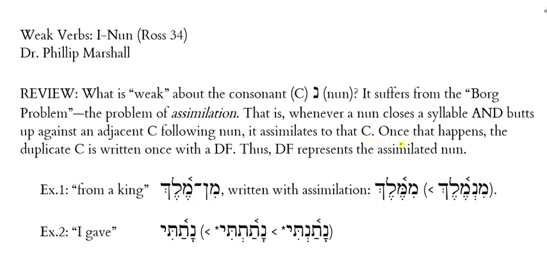And once the noon assimilates to the following consonant, then this duplicate consonant, because it's now viewed as a doubled consonant, will be written one time, and we'll put a dagesh forte inside of it. And so the dagesh forte represents the assimilated noon.